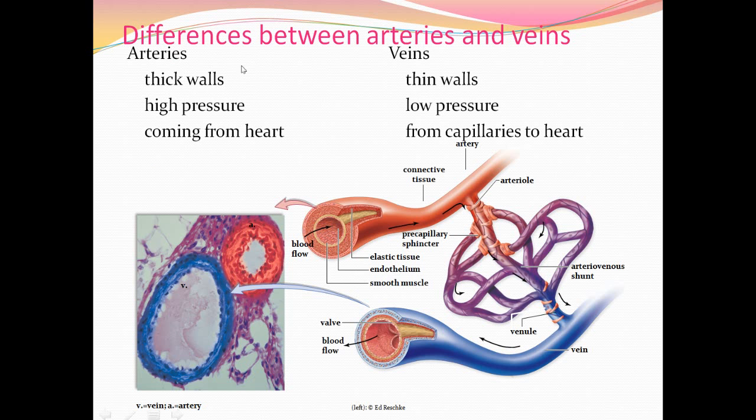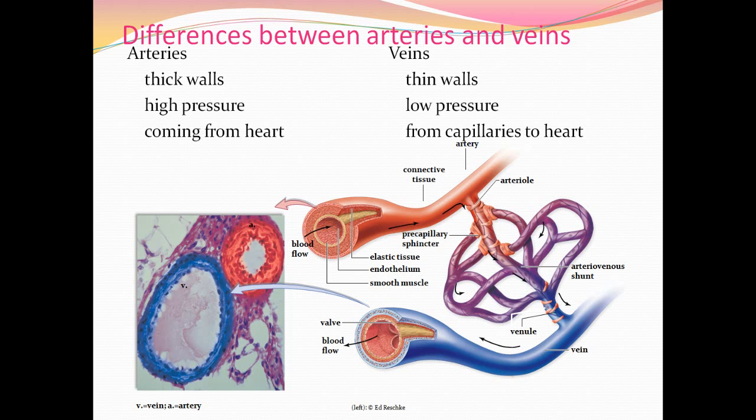Okay, so here are some differences. Arteries have really thick walls. They look very round. The blood, when it's in the arteries, is under high pressure because the heart, when it contracts, when it squeezes, forces the blood out, and that blood goes to the arteries first, so it's under a lot of pressure. They're taking blood from the heart, so the arteries are always going away.